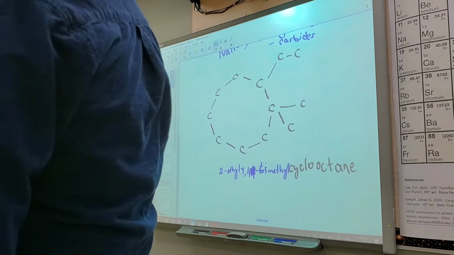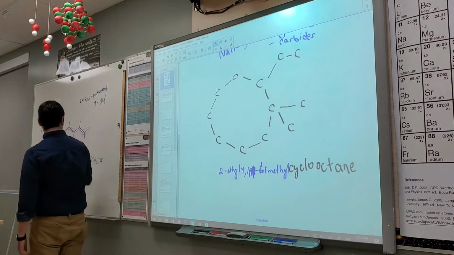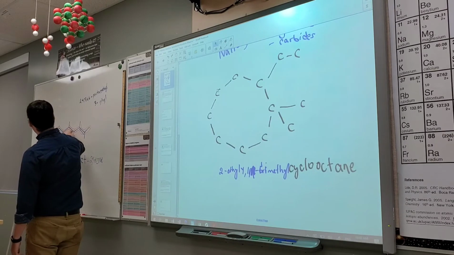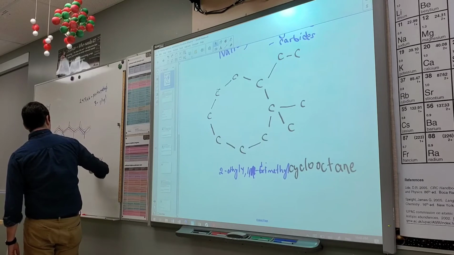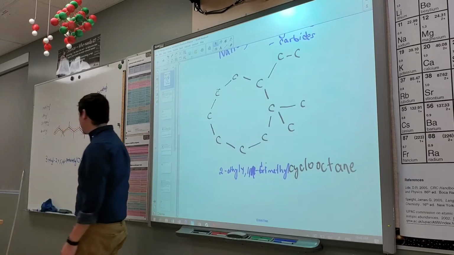Before I forget, sorry, I've altered this a couple times, right? You're not going to have 2 double bonds. Don't worry about it. I was just trying to show people that was a possibility. It's all good. It's okay.